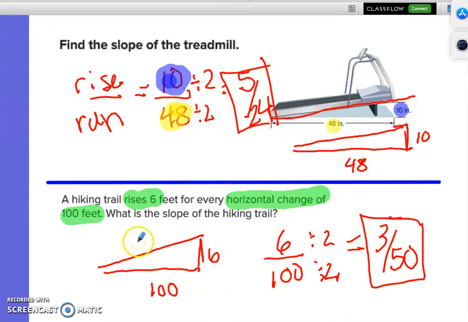Okay, here, next one, we actually have to draw this one out. Rise is 6, so this would be up and down 6. And then the horizontal change of 100, so we have horizontal change is going to be 100. And we're going to put the rise over the run, and again, simplify it down.